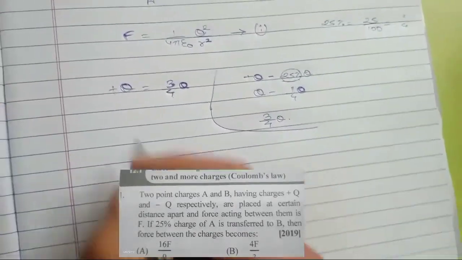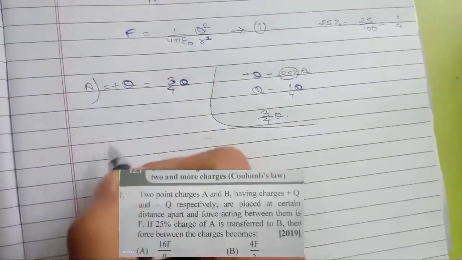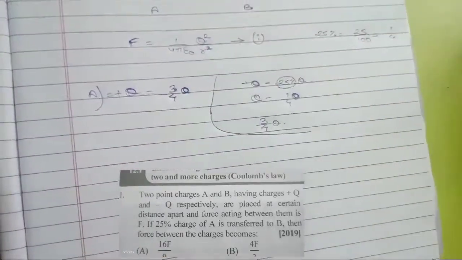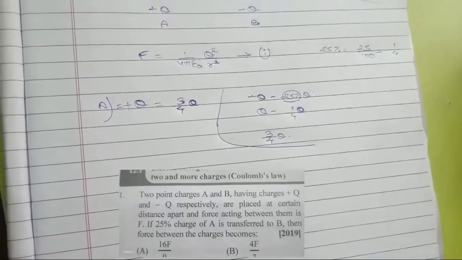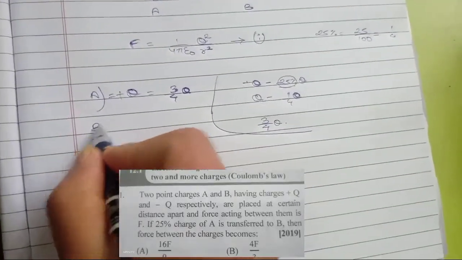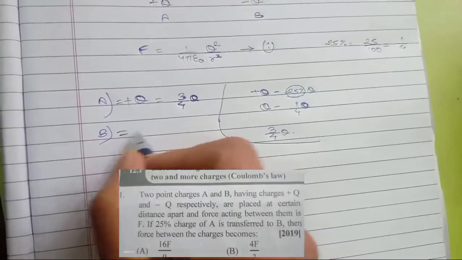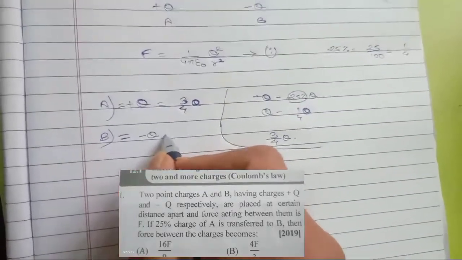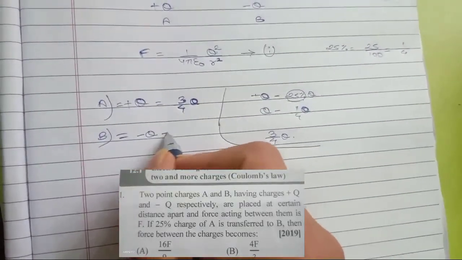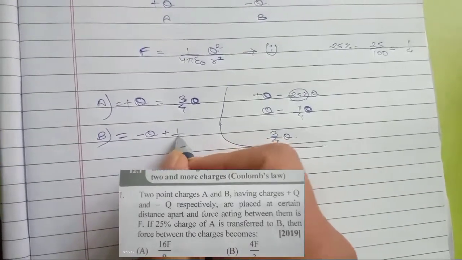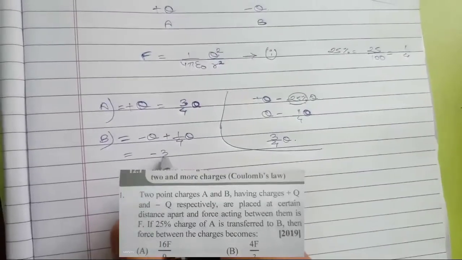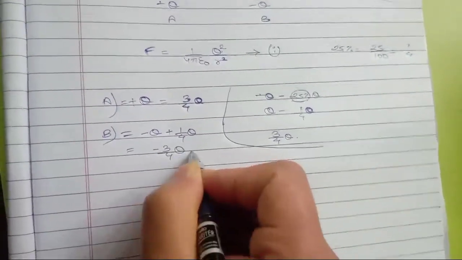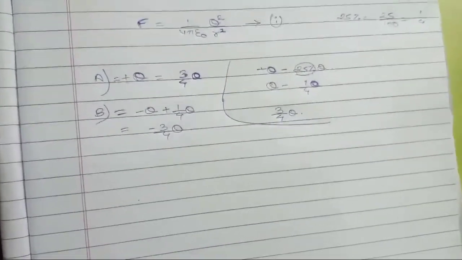And again we are given that charge from A is transferred to B. 25% of plus Q is transferred to B. So in B the charge becomes minus Q, and here 1 by 4 charge is added, so it also becomes minus 3 by 4 Q. I hope you are getting it.